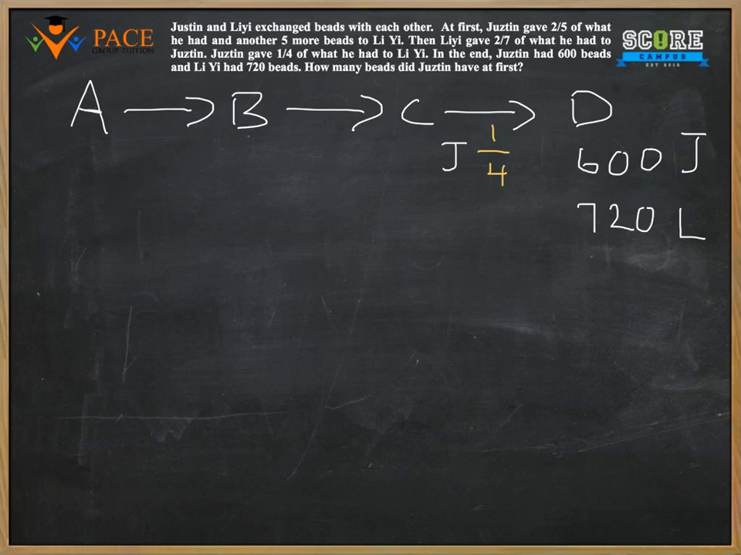Now we are at D. This is the timeline going backwards. Justin has 600, Lee has 720. Now we go back in that question, okay? Justin gave 1/4. So you can see the J and 1/4. We are there right now. If Justin gave 1/4 away and he has 600 now, that means at C, he would have had what? He would have had 800, right? He would have 800.